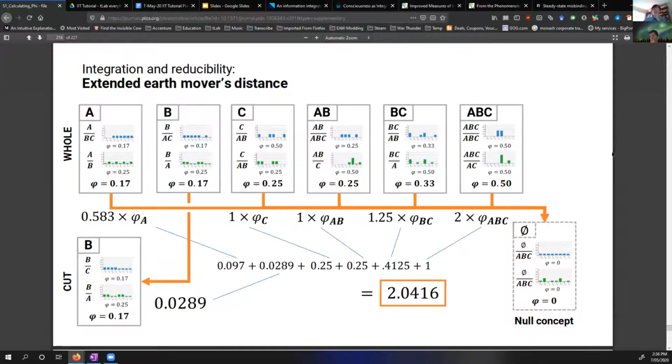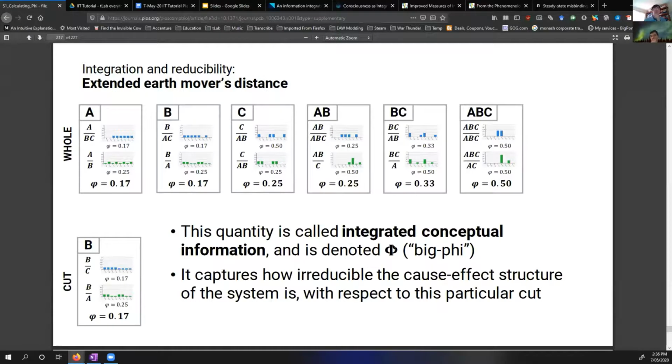And then essentially what you do is just sum everything up to give the total distance between the full conceptual structure, the cause-effect structure of the full system, and the cause-effect structure of the disconnected system. And this will give you this distance here. And this is what we refer to as big phi. So this is the measure that you'll generally see in papers talking about integrated information, this integrated conceptual information, which is the distance between the full cause-effect structure and the disconnected cause-effect structure.